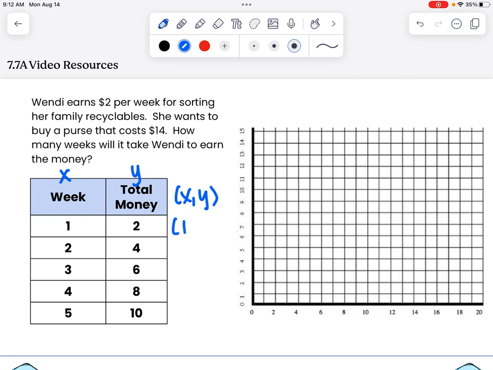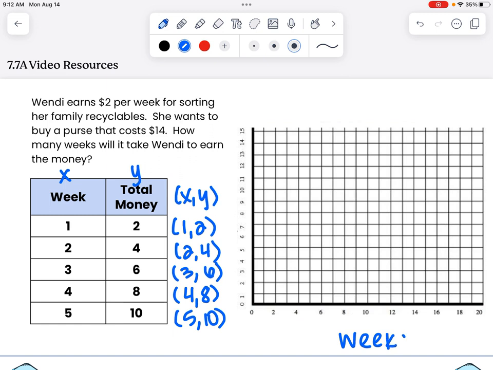So my first point would be 1, 2. My second point would be 2, 4. Third point would be 3, 6. Then 4, 8. And then 5, 10. And so now that I know my coordinates, I want to put them onto the coordinate plane. My x-axis, which represents weeks, is horizontal. My y-axis, which represents total money, is vertical.